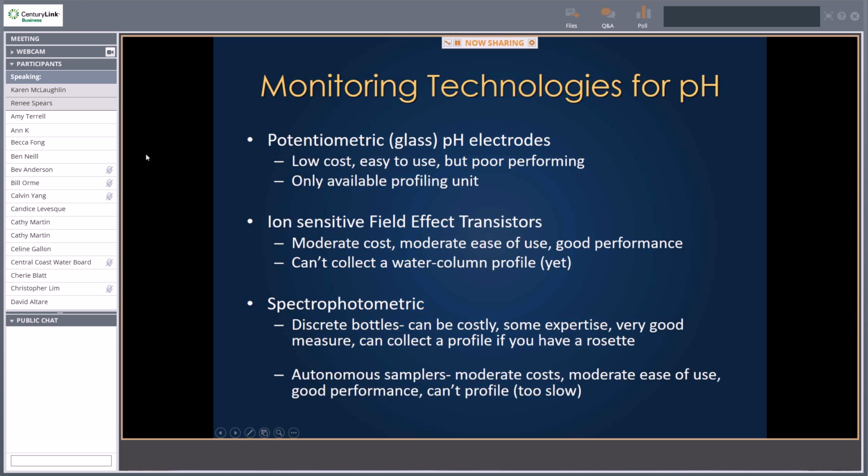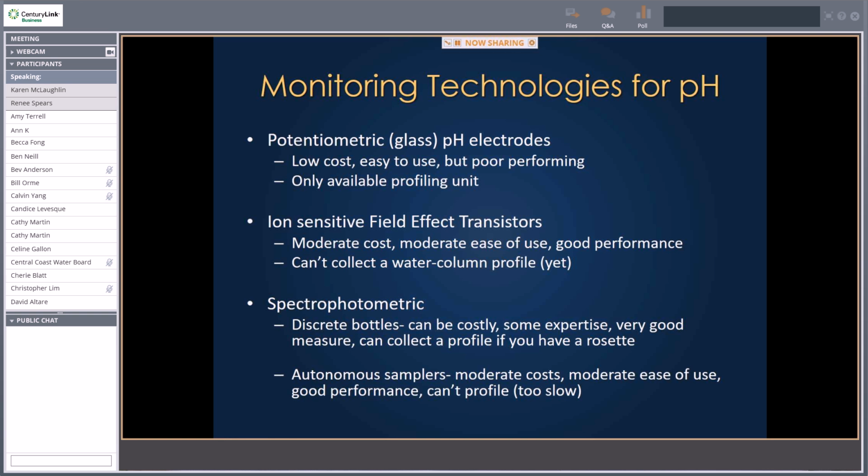The third is spectrophotometric methods, and these can be done two different ways, either by collecting discrete bottle samples. This can be costly because each bottle, if you're going to send it to a lab, is about $60 per sample. If you have your own spectrophotometer, it's obviously much cheaper, depending on the cost of your own labor. If you are going to run it yourself, it requires some expertise, but it is a very good measure, and just to further support this, we're using that as our standard to compare all other technologies against. And you can collect a water column profile if you have a rosette-type sampler with a number of water bottles that you can trigger at different depths.